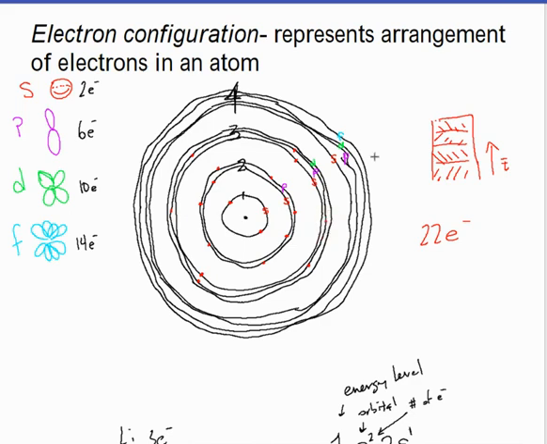So let's write what we have so far. We have 1s2, it's filled. 2s2 is also filled. 2p6, 3s2, and then we filled up the 3p with 6 electrons. So this is 10 plus 8. I have 18. That means I have 4 more electrons to add.